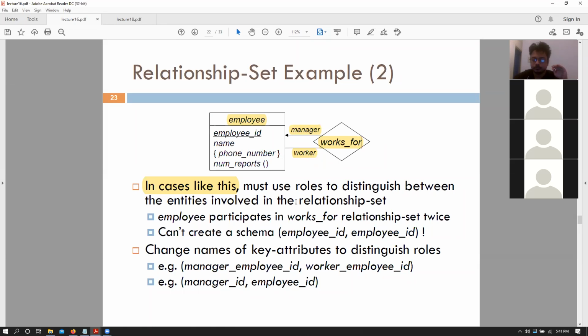So obviously the thing is we cannot actually model a schema that is works for that has employee ID twice, right? We cannot have employee ID, which is the primary key for employee, twice, as in the primary key being employee ID, comma employee ID. That does not make any sense. So basically we need to distinguish between manager employee ID and employee ID, where both of those employee IDs are going to be in the same space, but we still need to distinguish between a manager employee ID and a worker employee ID, right?